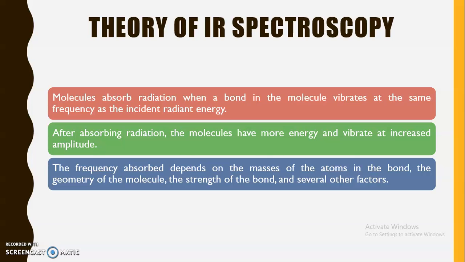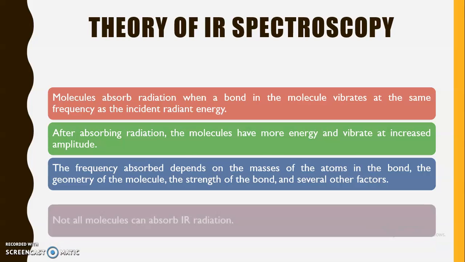And the frequency absorbed depends on the masses of the atoms in the bond, the geometry of the molecule, and the strength of that particular bond, as well as several other factors. Suppose carbon bonded with oxygen will show a different frequency, and carbon bonded to hydrogen will show a different frequency. That's why the frequency absorbed depends on the masses of the atoms like carbon, oxygen, hydrogen present in the bond, the geometry of the molecule, as well as the strength of the bond.